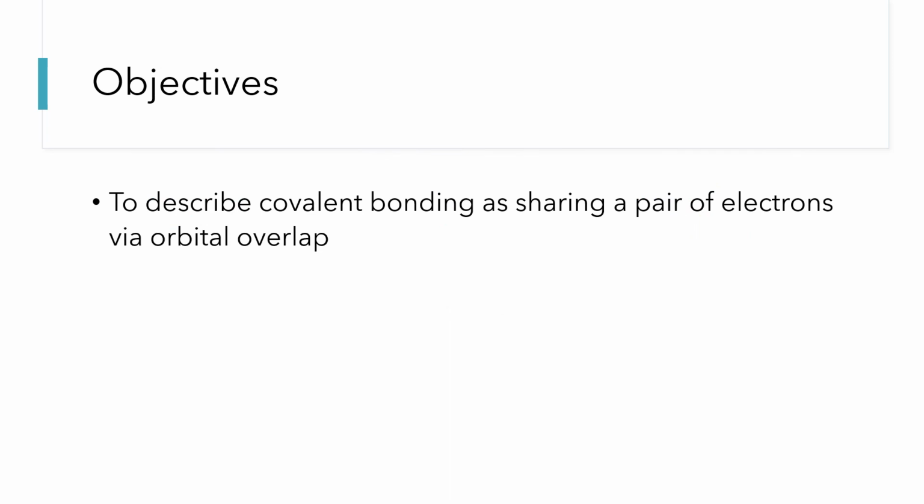So our objective for this video was to describe covalent bonding as sharing a pair of electrons, and the physical mechanism that this happens by is orbital overlap, when the two atoms are close enough to one another that the electrons occupy orbitals from both atoms simultaneously.